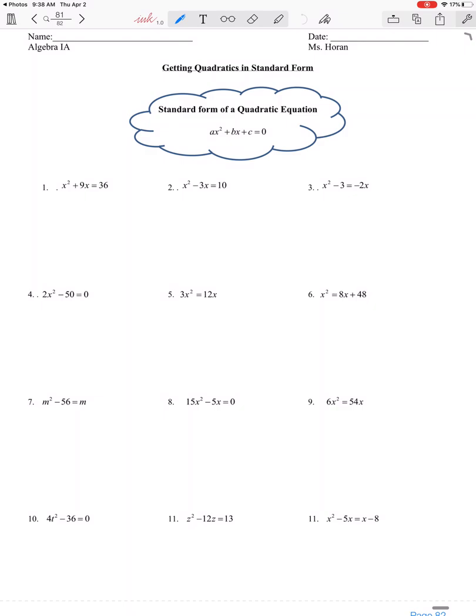So if you take a look at the top, here is my standard form of a quadratic equation. I have ax squared plus bx plus c is equal to 0. So I always want to get my quadratic equation equal to 0 in order to solve. So if I take a look at number 1, we say to ourselves, how can I get number 1 to look like the top? Well, I just have to move that 36 over. Since it's a positive 36, we would subtract 36 on both sides.